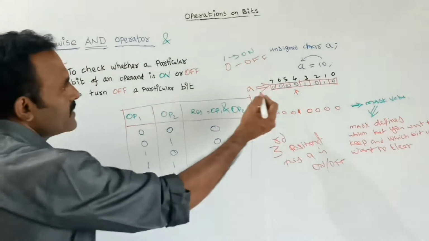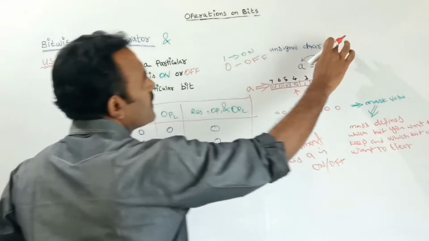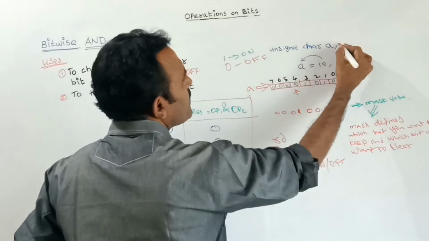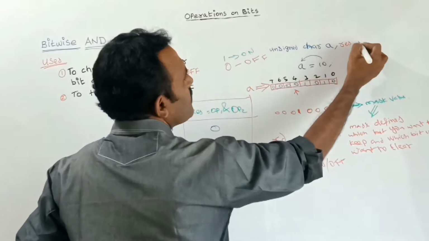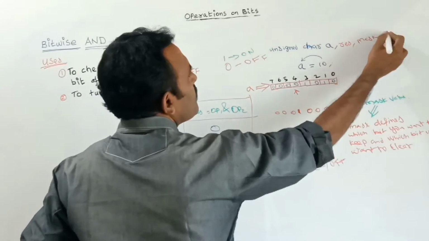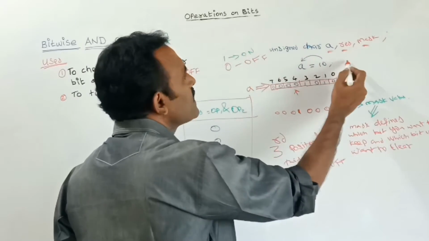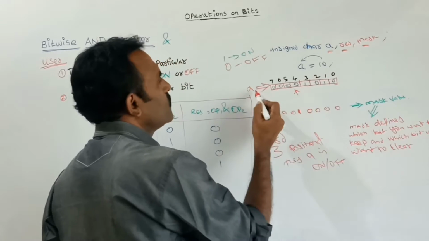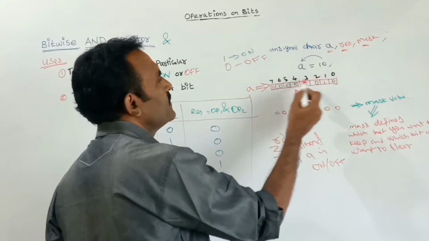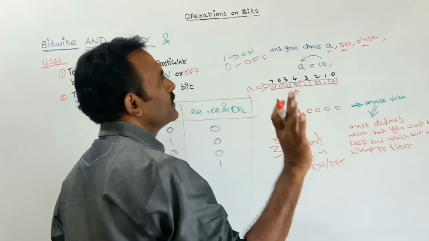See, now let us undo this one. For example, let us keep another variable, result. Next, mask. Totally A, result and mask. I am declaring A is equal to 10. So this A binary value is 0, 0, 0, 1, 0, 1, 0.